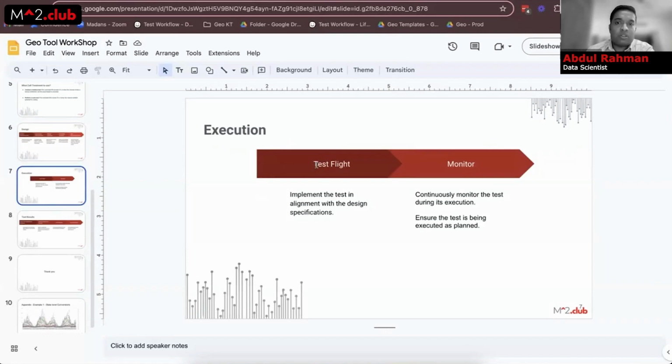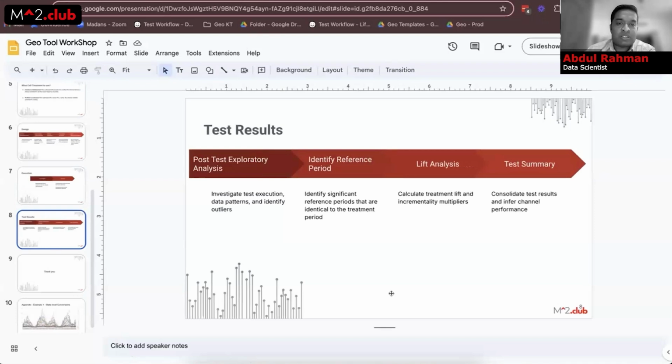During the test phase, we will monitor how the test is progressing. At the end of the 4 weeks, or the test period, we will have the final data. Test results has 4 stages. The first one is an EDA again, where we will see how the markets reacted to our treatment.